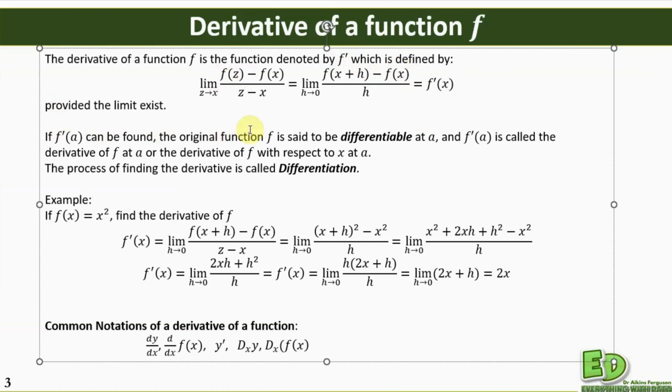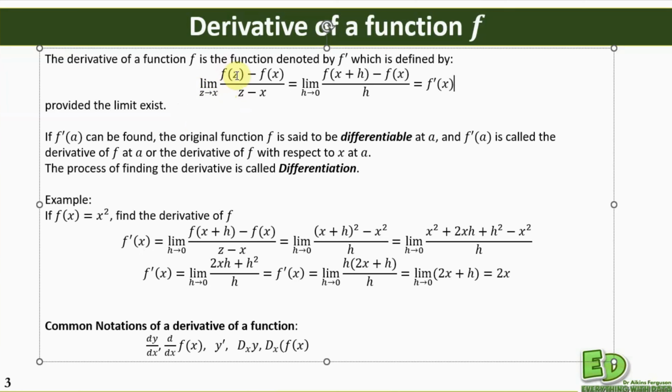Provided the limit exists. So we would say that the limit as z approaches a is now being changed to x. Why? Because the question given to you will be given in terms of x. Say f of x is equal to x squared. The function is given in terms of x. So we are just changing the values of a to x in the formula. So limits as z approaches x.